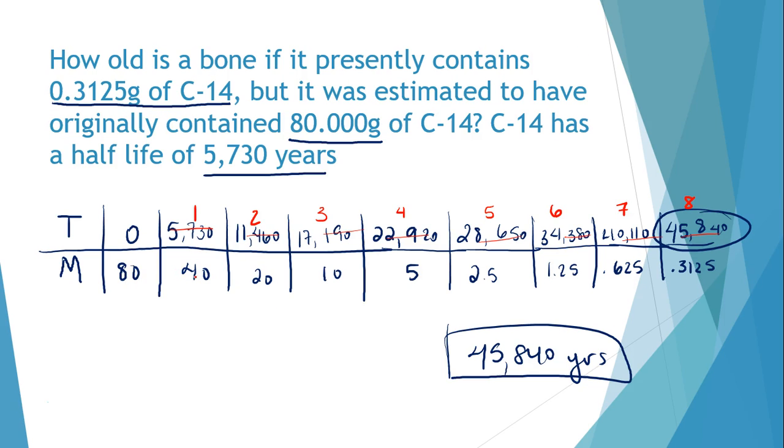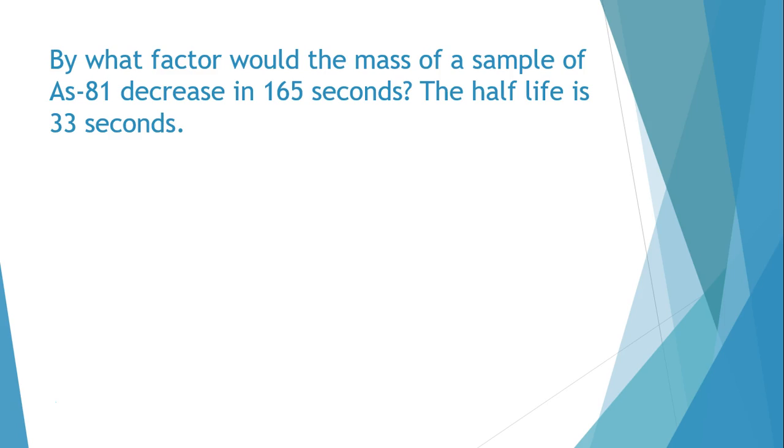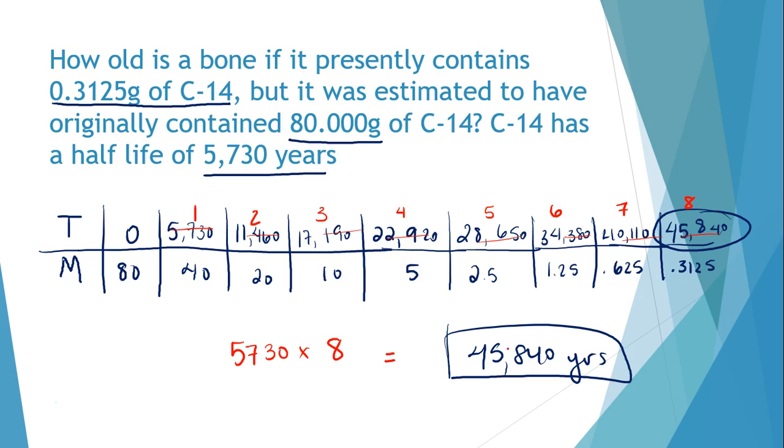Like, do 80, 40, 20, 10. This is relatively simple because you just keep dividing by half in your calculator. And then at the end, it's 5,730 years times 8 times, and I'll just double check this, make sure that works. Yes, that is the correct answer right here.